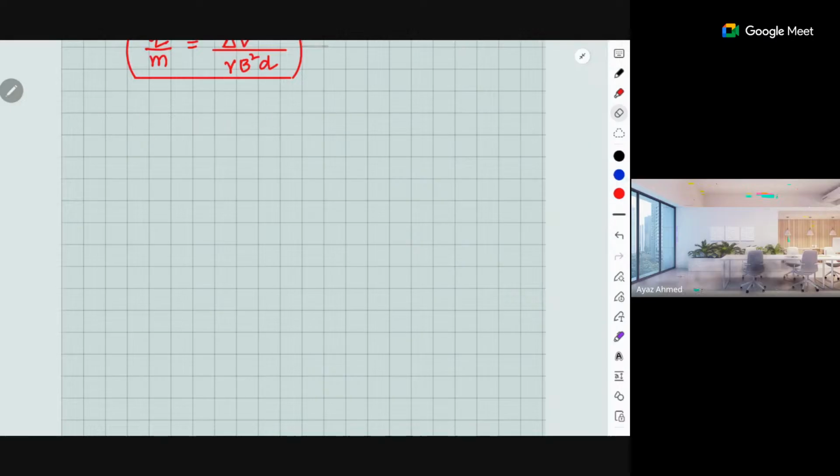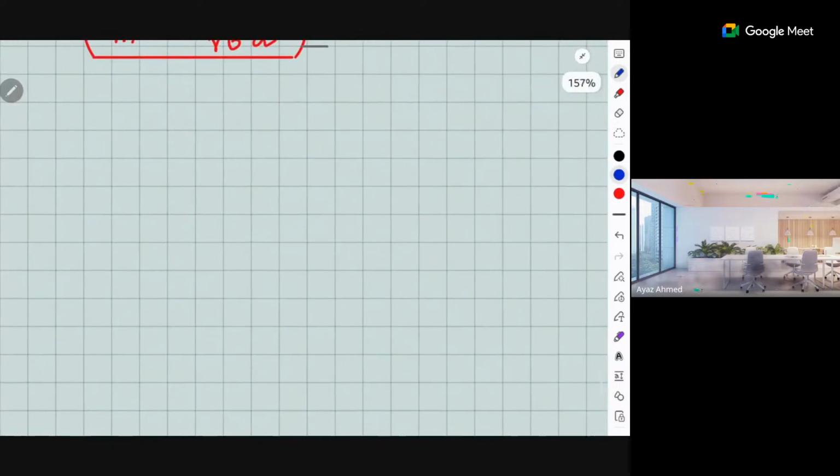That is why I will wind that up right here, and I will move to another very, very important topic, that is Hall's effect. This is the last topic of your magnetic forces, and then I will be moving towards electromagnetic induction. But before that, we will practice some of the questions.